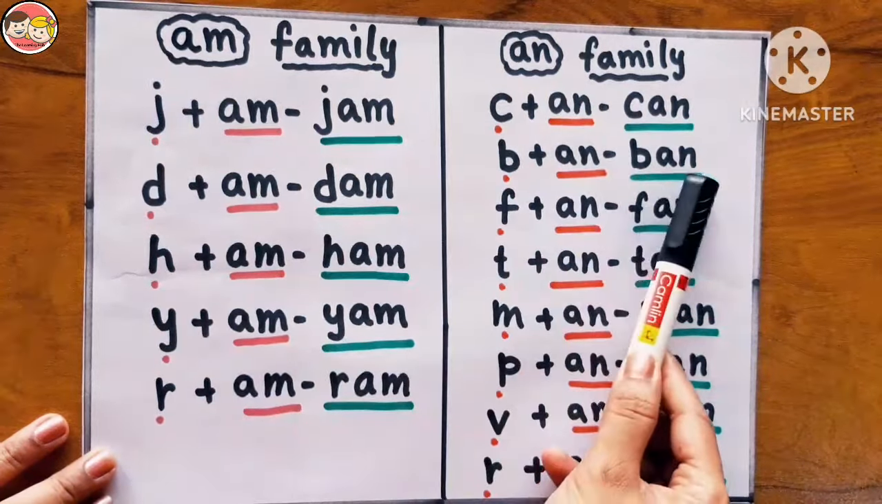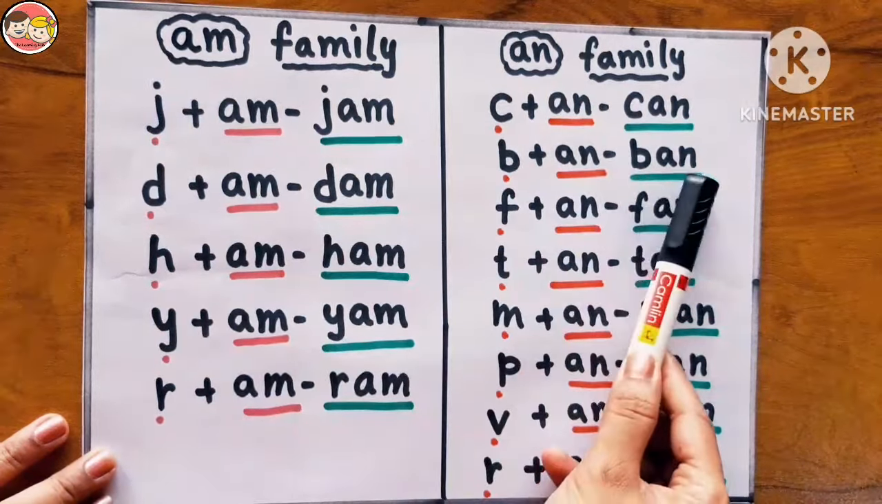F, an, fan. T, an, tan. M, an, man. P, an, pan. B, an, van. R, an, ran. Let's repeat one more time.